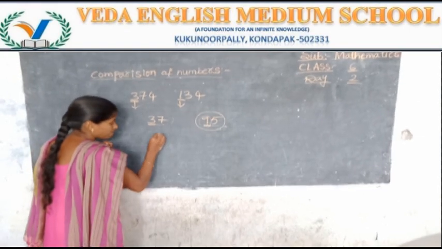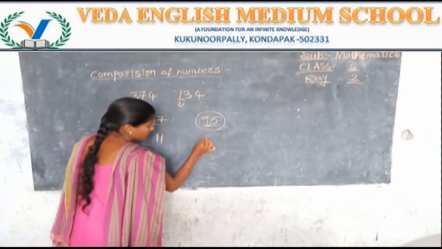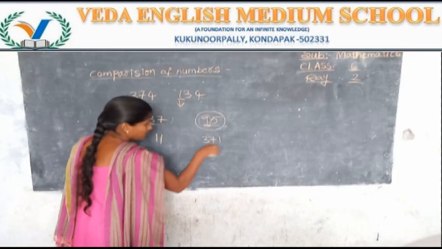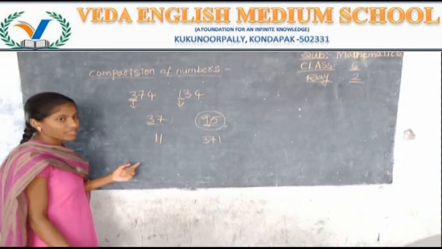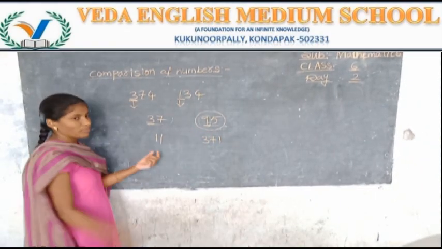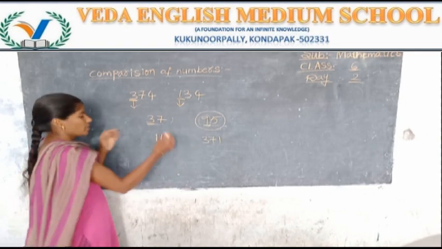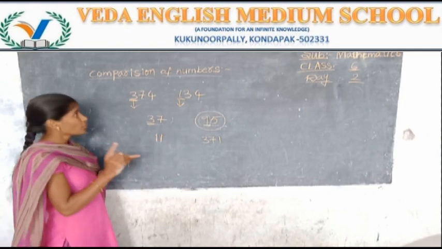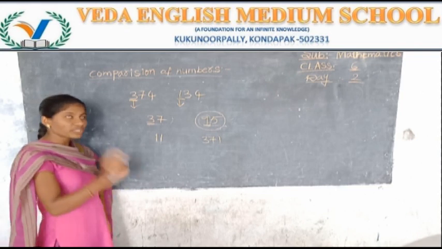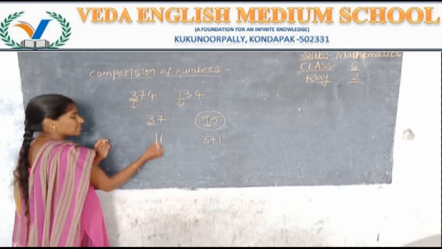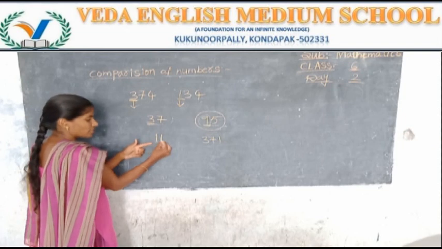Now one more. Here I am writing 11. Here I am writing 371. Now I want to compare these two numbers. That means I want to know what is the greatest number and what is the smallest number. Now see, count the digits. Before going to compare the numbers, first of all you have to count the digits. How many digits are there here? We have 2 digits. 1, 2.